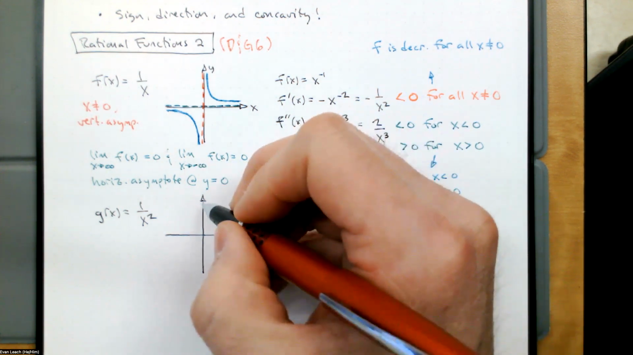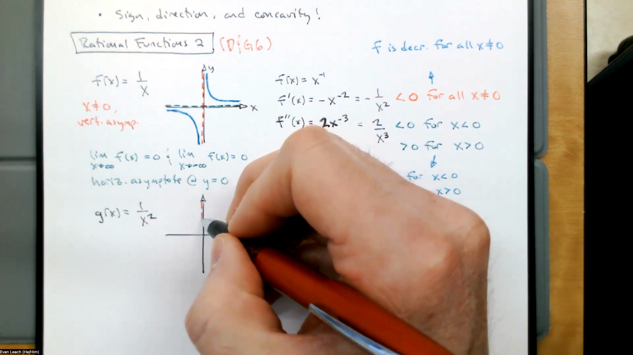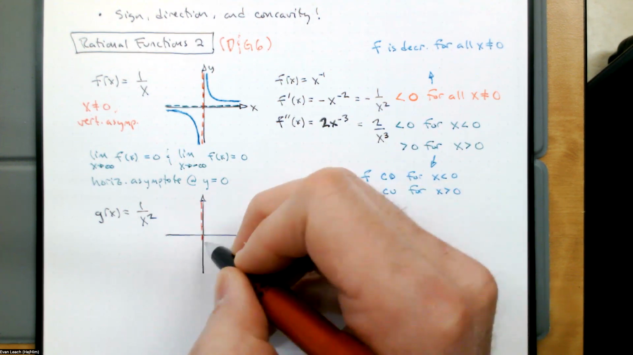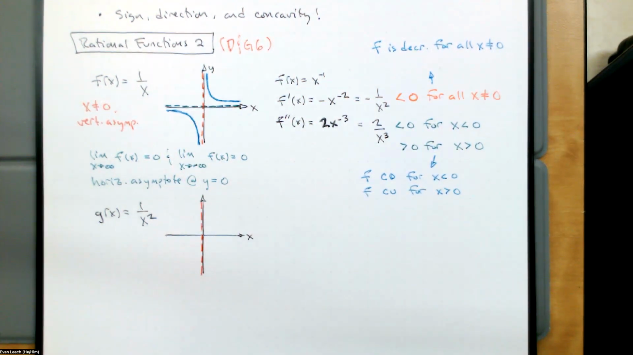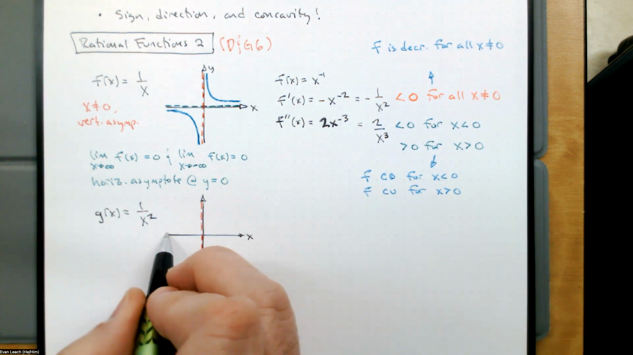So 1 over x squared still has a vertical asymptote at 0 because we can't cancel out those x squareds. So that's not hole in the graph behavior. That is vertical asymptote behavior. Also, as x goes to infinity, 1 over x squared will go to 0. It'll go to 0 even faster. That's not the issue. The fact is that it's going to 0.